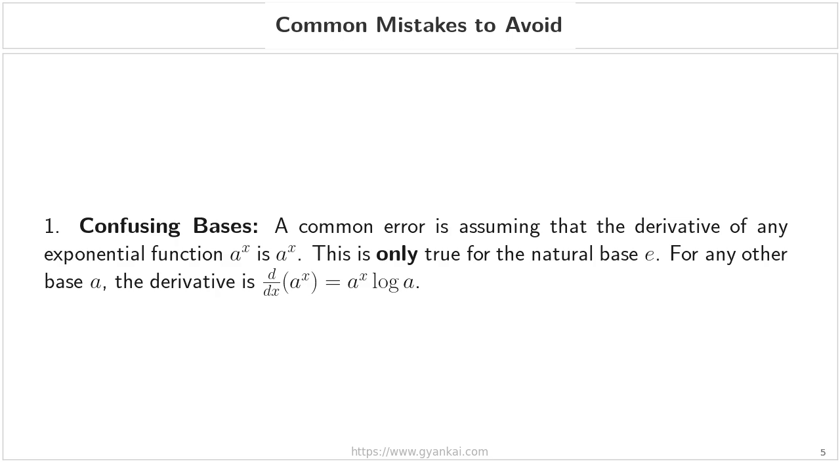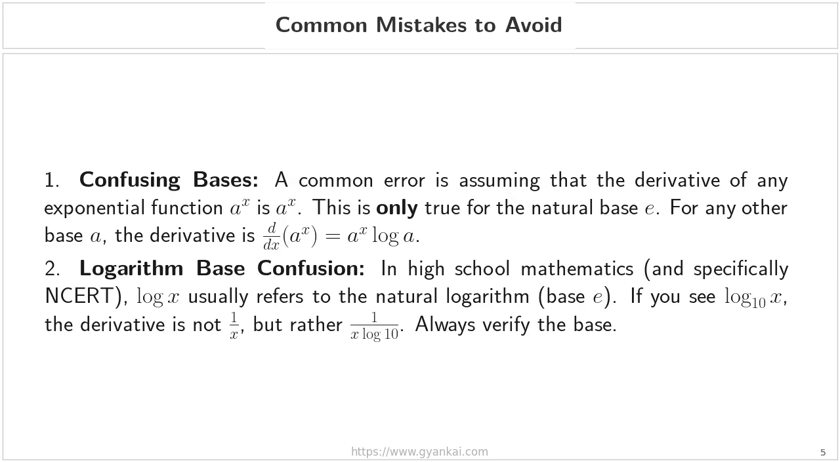First, let us discuss the issue of confusing the bases. A very common error is assuming that the derivative of any exponential function, such as a raised to the power of x, is simply a raised to the power of x. Please remember that this unique property is only true for the natural base e, which we explored in the second slide. For any other base, the derivative of a raised to the power of x is a raised to the power of x multiplied by the natural log of a.